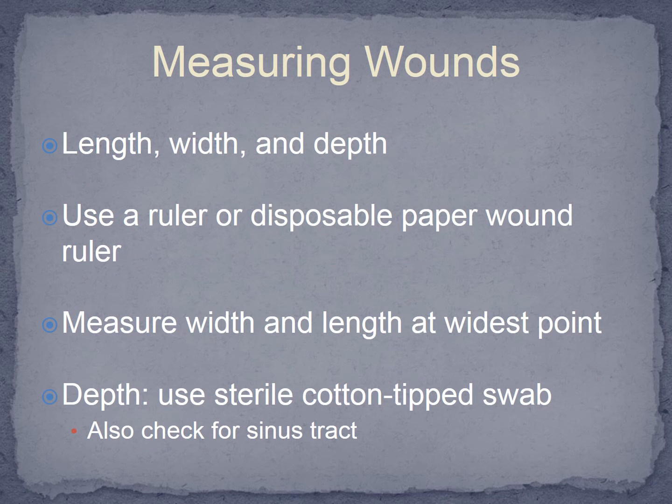You measure the length, width, and depth. You use a ruler or disposable paper wound ruler. One of the best ways to measure the depth is you get a Q-tip and you advance the Q-tip in at the deepest part, and then you move your fingers down to the edge of the Q-tip where you're at the skin level, and then you can pull it out and measure the Q-tip, and that's how you know how deep a wound is. It's very important, especially if you have a sinus tract. You always measure the width and length at the widest point, and then we always talked about using that sterile cotton tips.